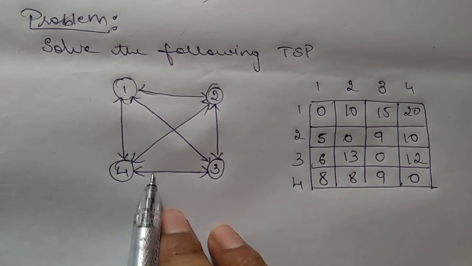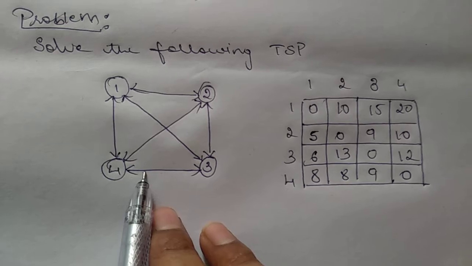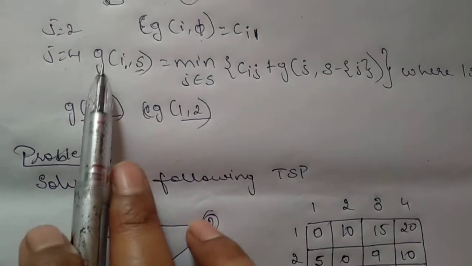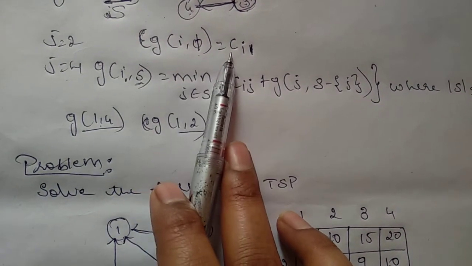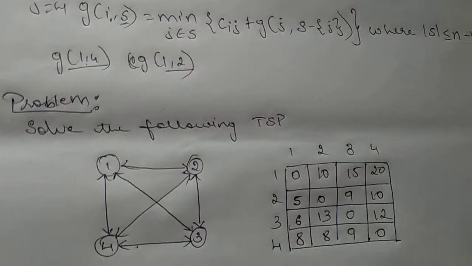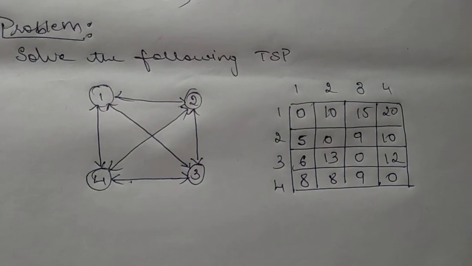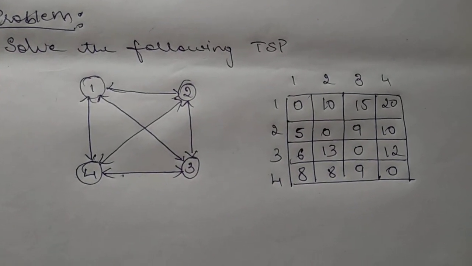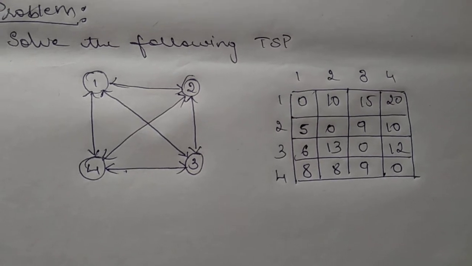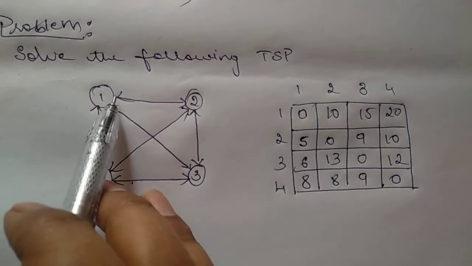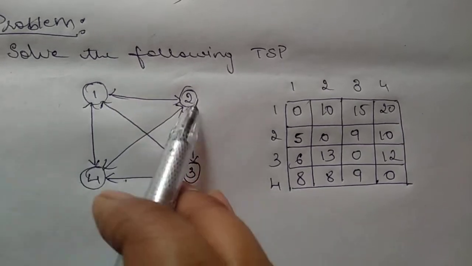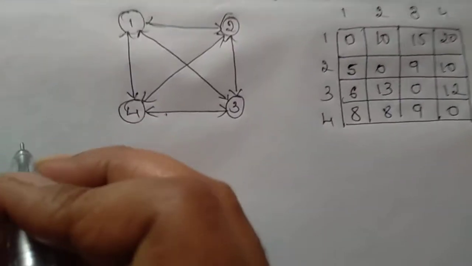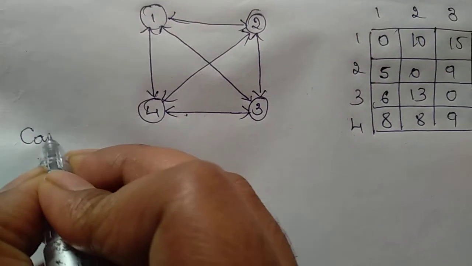Now we have to solve. What is case 1? First you have to consider the basic condition always. So what is the basic condition? G of i, phi is equal to C i1. What is the meaning of this? You have to consider S is equal to phi. Here only one vertex is considered, out of 1, 2, 3 and 4. Let me go for case 1.